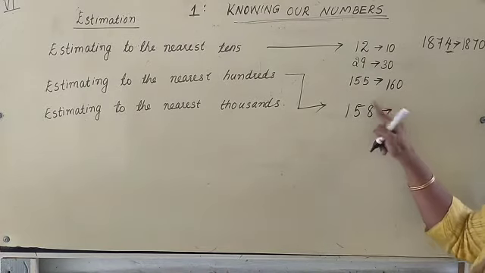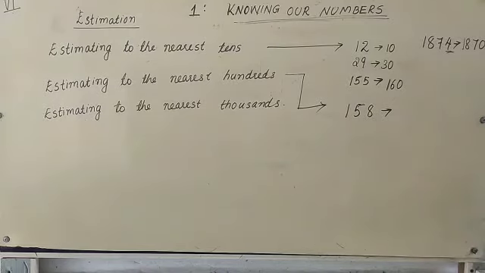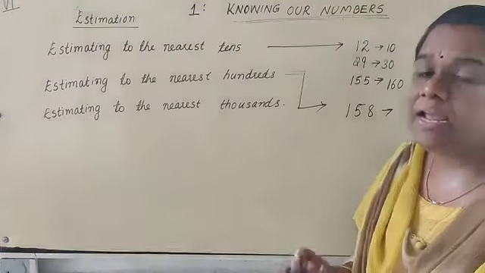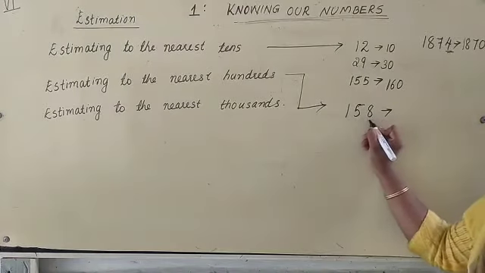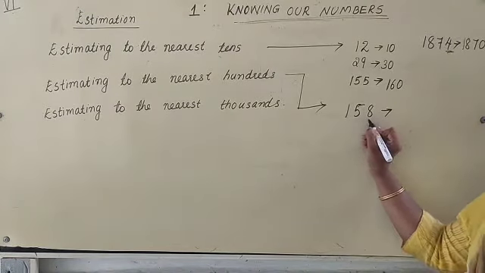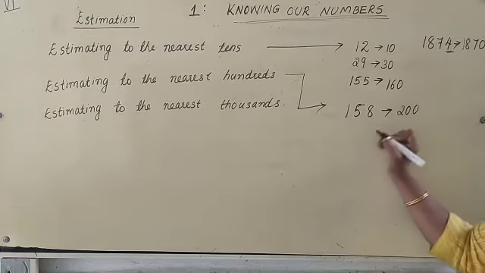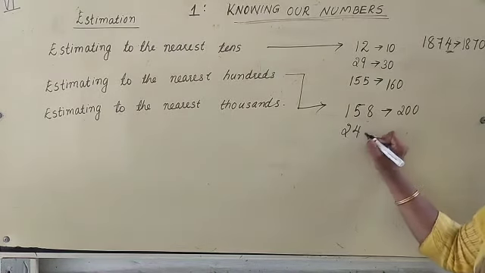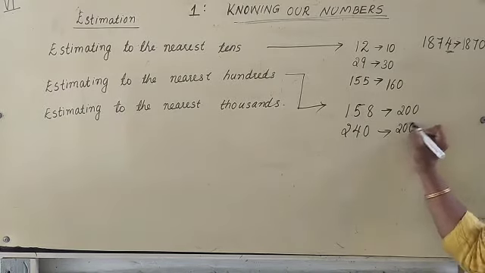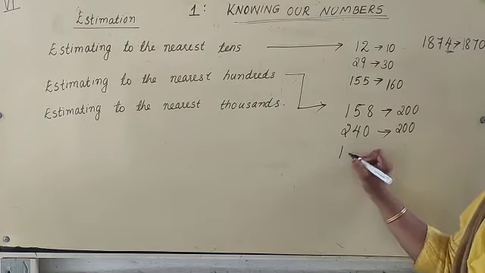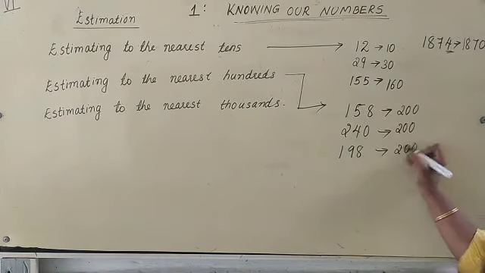158. Which hundreds? Our answer should be in hundreds. 158 is between 100 and 200. Since it is 58, more than 50, we round off to the next, that is 200. If it is 240, how do we round off to the nearest 100? It is 200. If it is 198, we round off to 200.